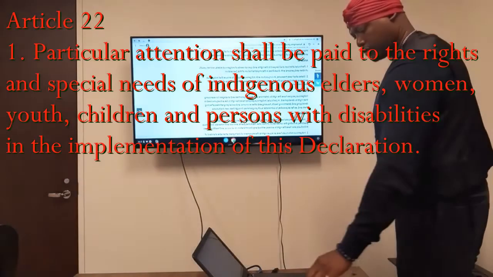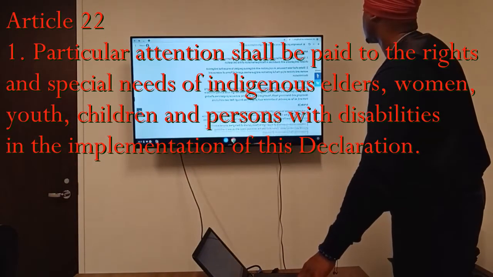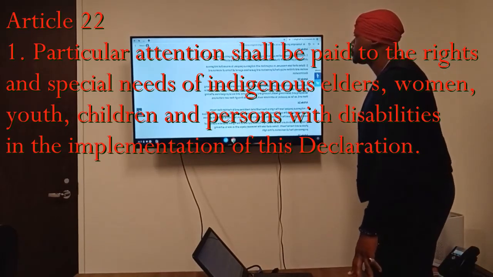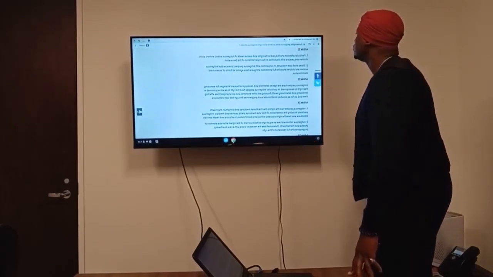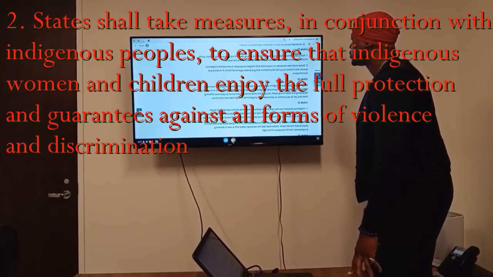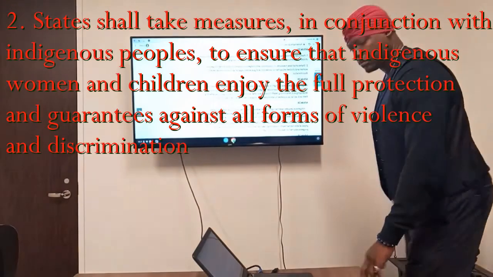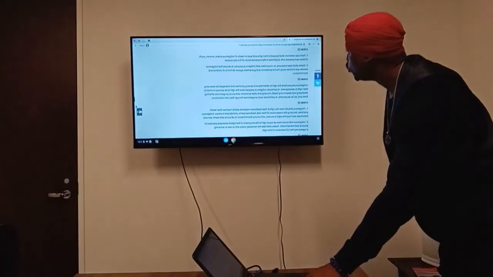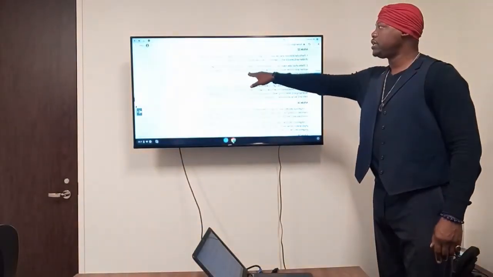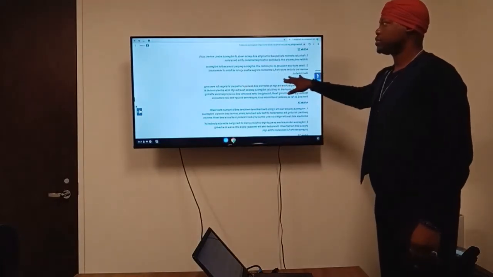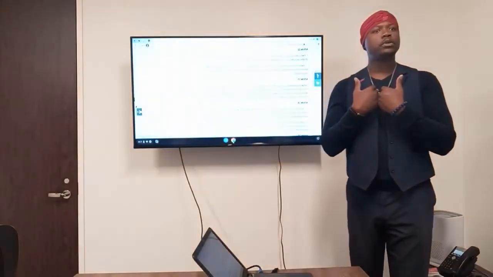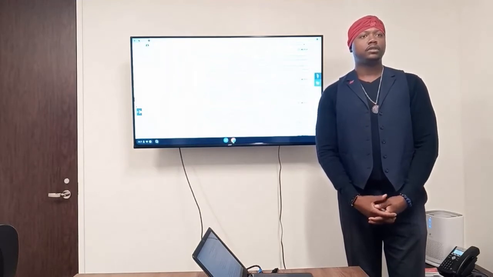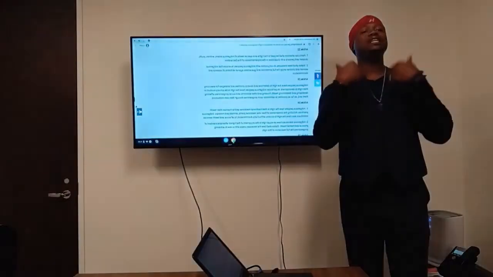Article 22, Section 1. Particular attention shall be paid to the rights and special needs of Indigenous elders, women, youth, children, and persons with disabilities in the implementation of this declaration. Section 2. States shall take measures in conjunction with Indigenous peoples to ensure that Indigenous women and children enjoy the full protection and guarantees against all forms of violence and discrimination. We're supposed to be having full protections, not only with the declaration, but what else? The treaties. The treaties are protecting us.